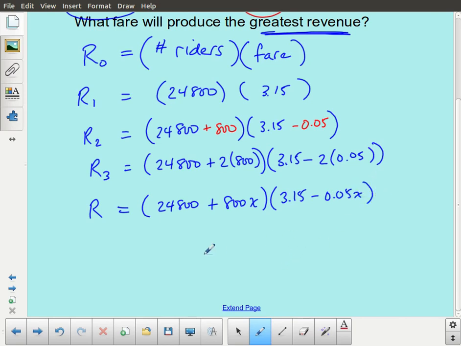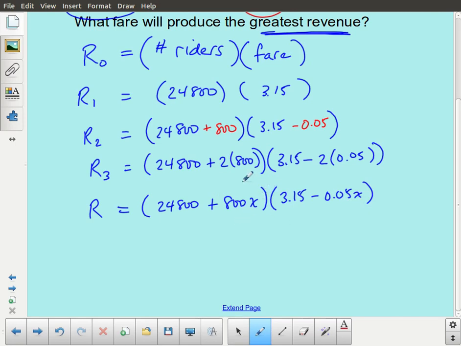And now that I've done this, think about if x is equal to 1 or 2 or 3 positive numbers. This is going to go up and this is going to go down. What if x was a negative number? Then this would become negative 800, negative 1600, etc. This would go down, but if x was a negative number, then this would go up. So this equation allows for the revenue to go up and down, and it allows for increases and decreases in riders and increases and decreases in price. It's just that increases in riders and decreases in price are linked to each other.